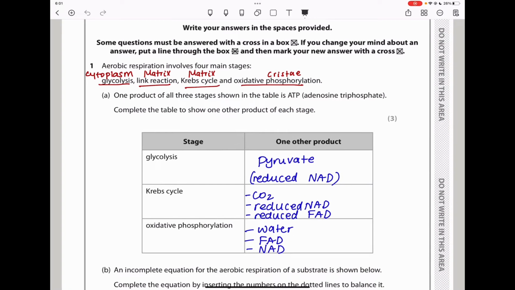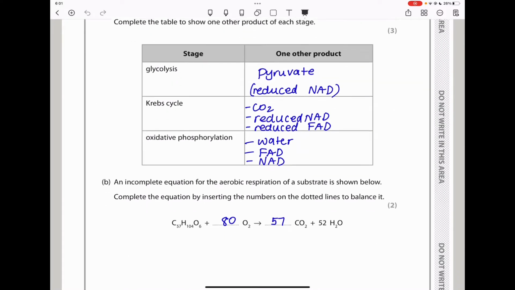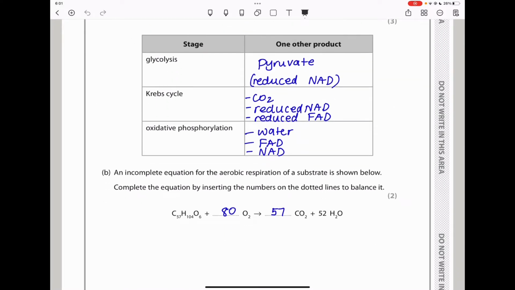So here we can see glycolysis, of course. Along with ATP, pyruvate can be produced, as well as reduced NAD. In the Krebs cycle, there is carbon dioxide, reduced FAD, as well as reduced NAD. And in oxidative phosphorylation, water is produced as a final product. There is the FAD and NAD, but these are not reduced.